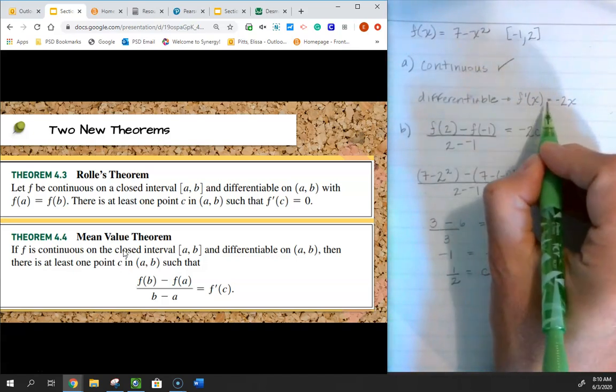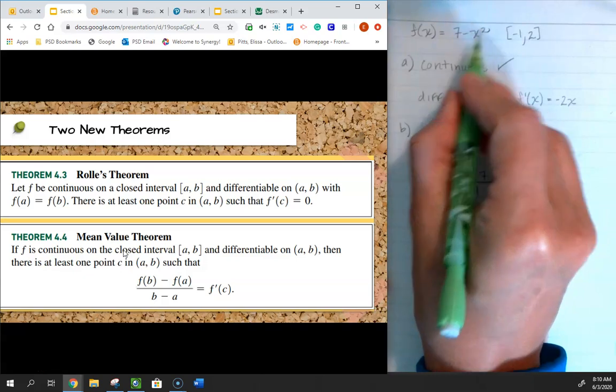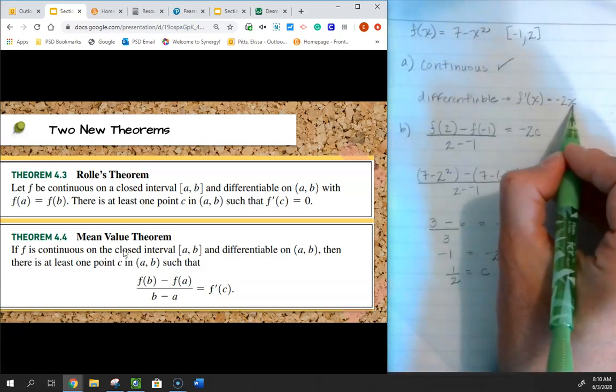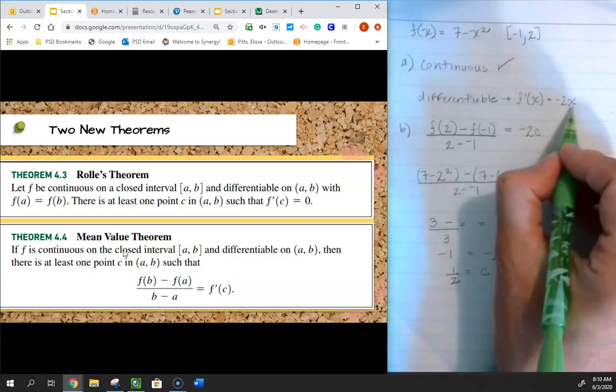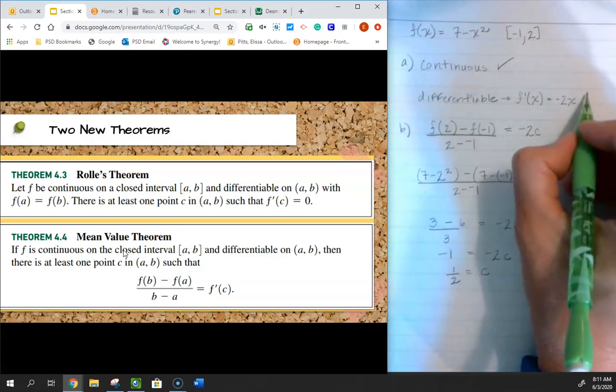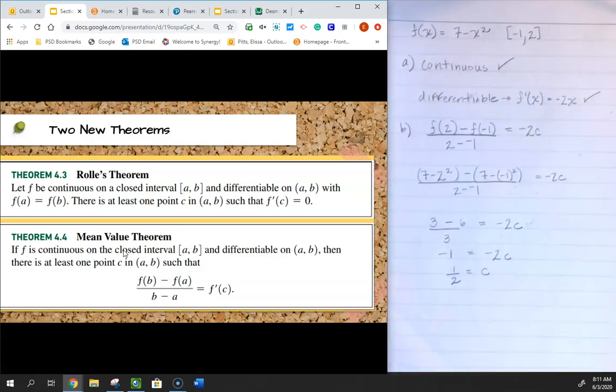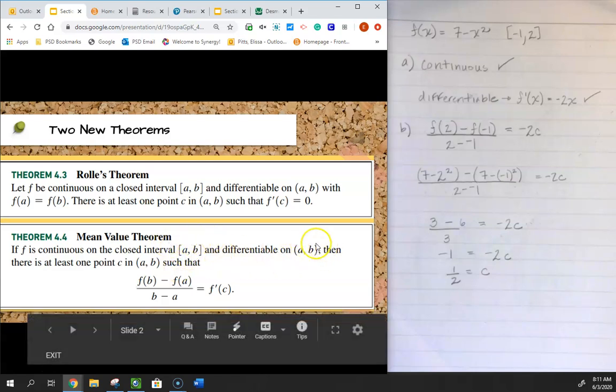Differentiable, we do the same thing with the derivative. f prime of x is equal to, I have to take the derivative of this. The derivative of that is -2x. And there isn't any value of x that I could put in here that causes a problem. So it's differentiable on that interval. For right now, I'm not going to have you worry too much about the closed and open pieces of this. They need to be there, but I'm not going to have you worry about it.